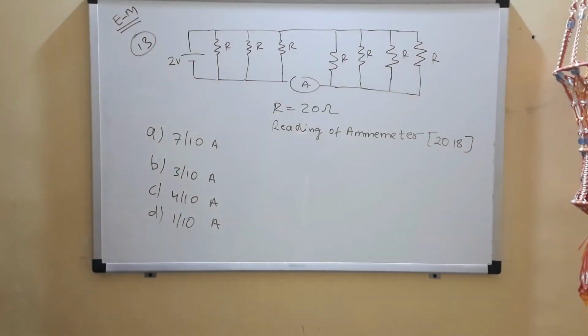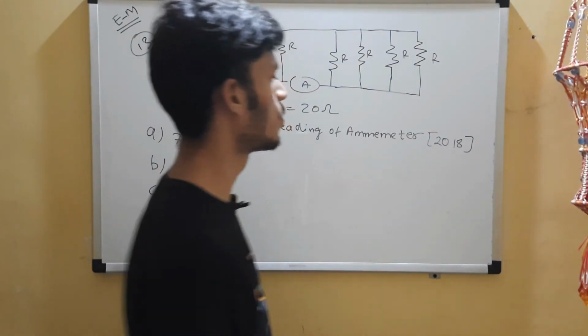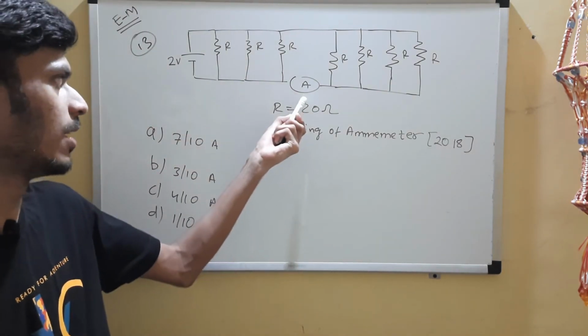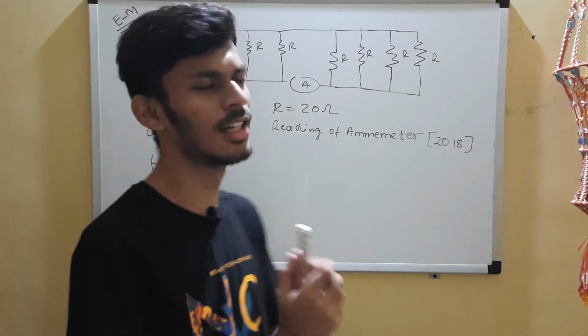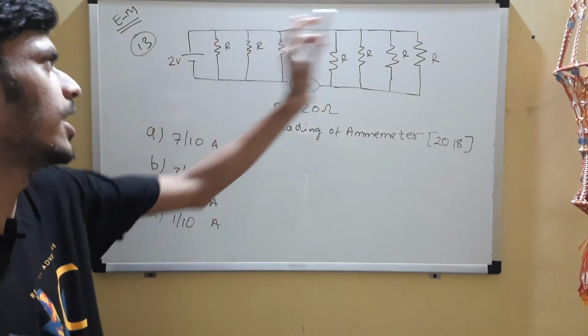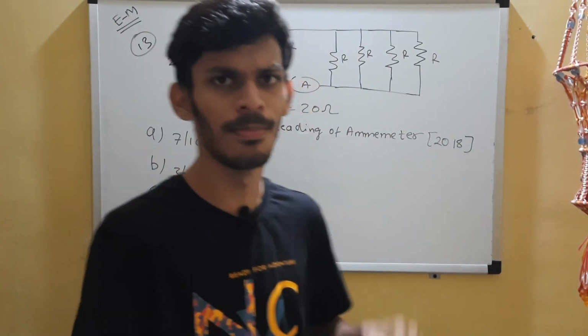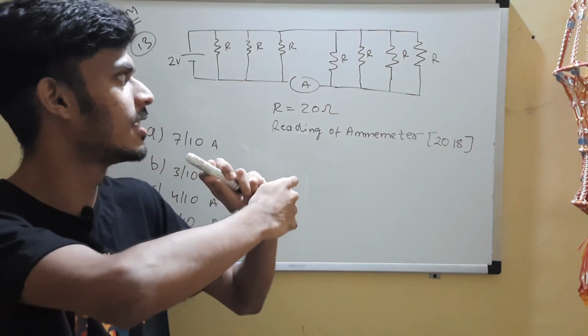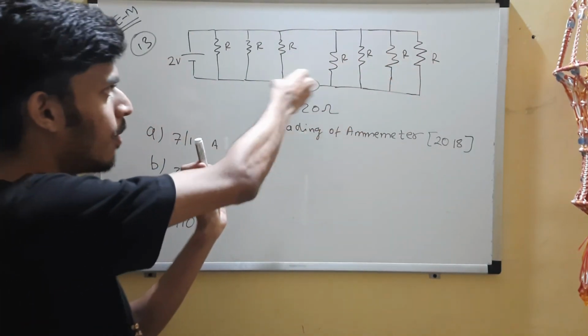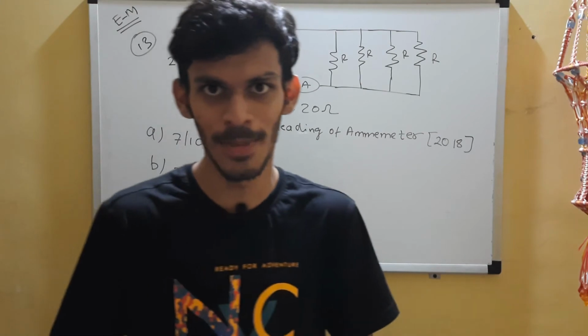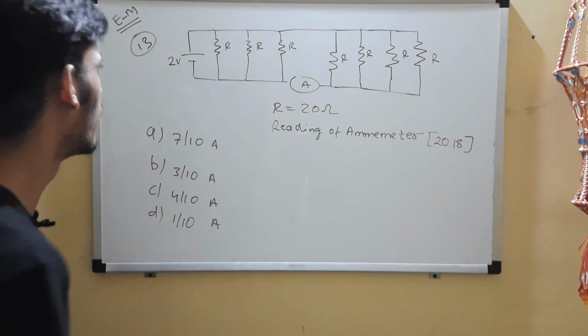So question 13 over here. In this question, you are supposed to find the current through this ammeter. Okay, so not that difficult. Here in this question, we are first going to find out the equivalent resistance, then find out the current in the circuit, then split the current among the resistances and see what is the amount of current passing through the ammeter. Okay, so a simple job to do.